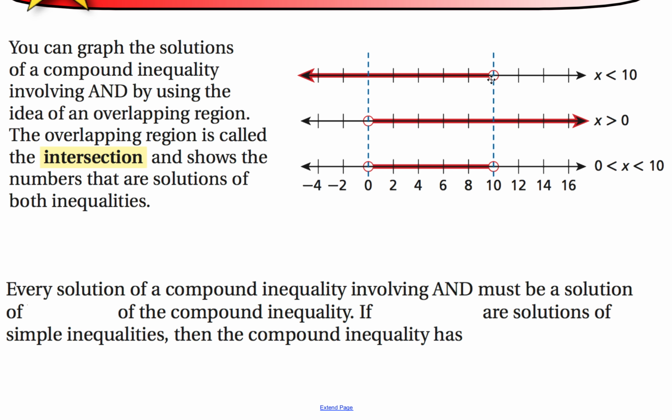Okay, so we have x is less than 10, x is greater than 0, but the solution set where x is less than 10 and greater than 0 is only the solutions between 0 and 10, not including the endpoints. Every solution of a compound inequality involving "and" must be a solution of both parts of the compound inequality. And if no numbers are solutions of the simple inequalities, then the compound inequality has no solutions.